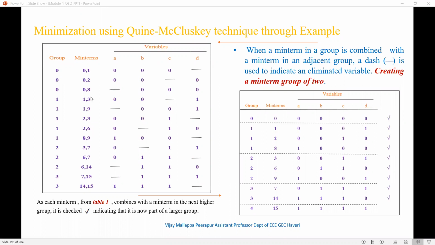2 is there, 8 is there, right? The 2 and 8 are included. 9 is here, the 9 is included. 6 is there, 8. Right? All the mean terms are included while creating a group of 2 mean terms. So I've checked all those things.